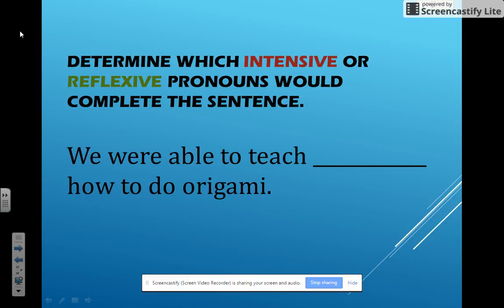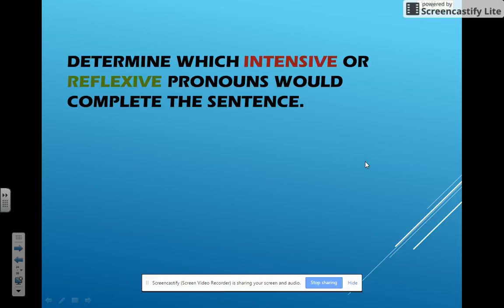We were able to teach blank how to do origami ourselves. So again, if you're having trouble finding which words work, refer to your interactive notebook. Notice this kind of goes back to the first pronoun lesson. We need to stay in the same person. Remember that agreement lesson. So notice how we is a first person pronoun, so we need to have a first person reflexive or intensive pronoun as well. So I can't say we were able to teach yourselves because that would switch persons.